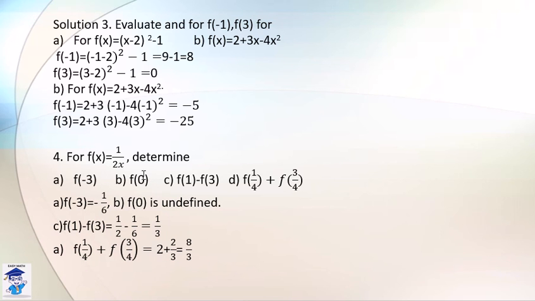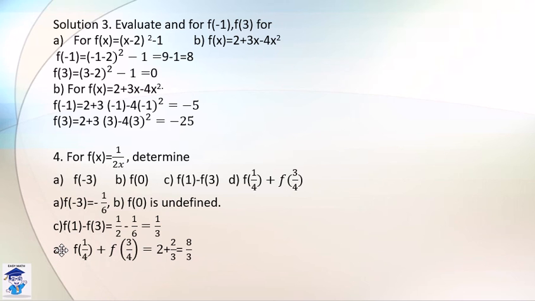And b, if x is 0, it is undefined because the denominator equals 0. So the value of the function is infinity, right? So it's undefined. Number c, f(1) minus f(3). So put x equal 1. The answer is 1 over 2, and the second one is -1 over 6. So it is 1 over 3, right?